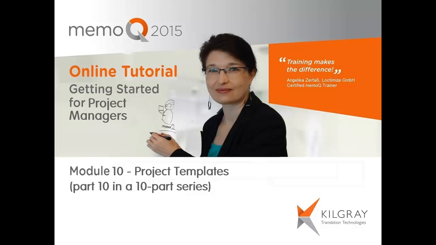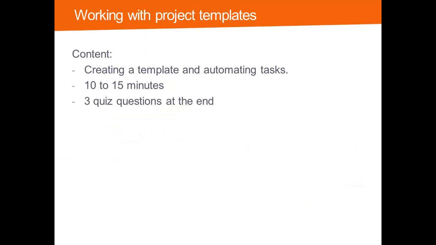In the last module of this 10-part series, we will look at how to work with project templates. We will look at how to set up a project template and how to automate frequent tasks, like the creation of statistics or the update of the master translation memory after translation. This module will take between 10 and 15 minutes to go through. At the end, there will be 3 questions to test your understanding of the topics that were covered.